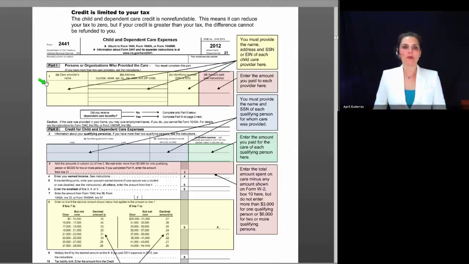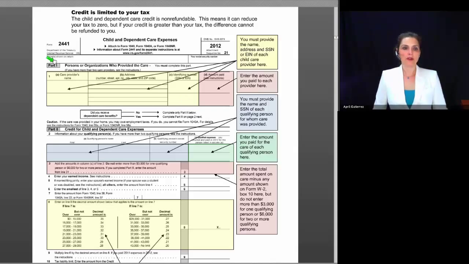On the form in part one, you enter the child care provider's name, you enter the address, you enter the social security number or EIN of the provider, and then in box D, you enter the amount paid to the provider. You can see there's two lines provided for providers. If you have more than two providers, you would attach a statement and continue to provide all of the same information for every provider that you paid.